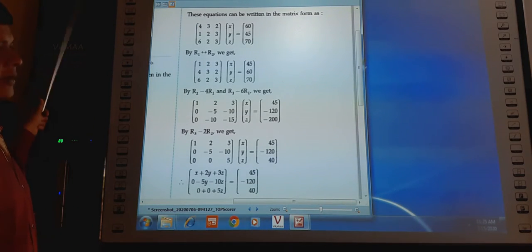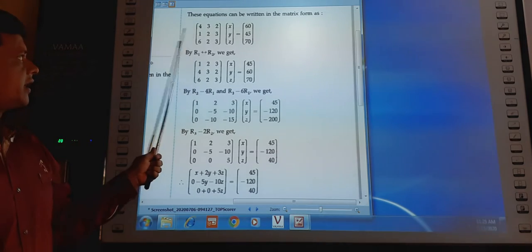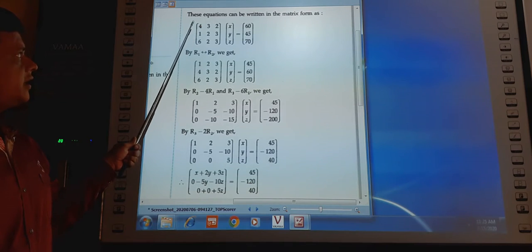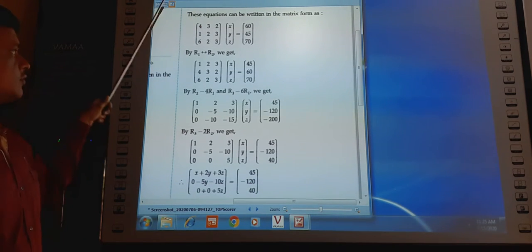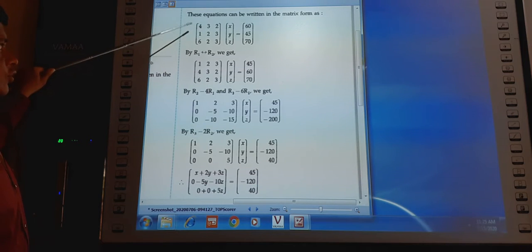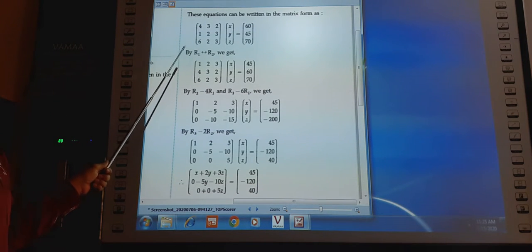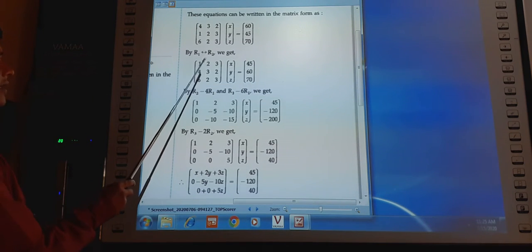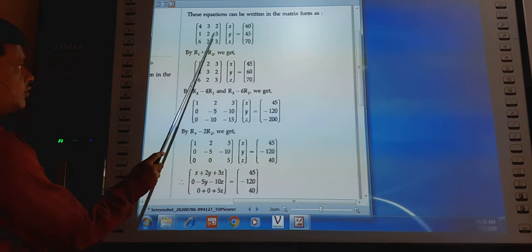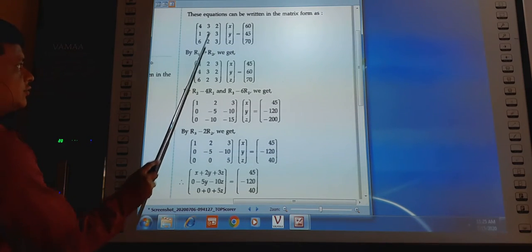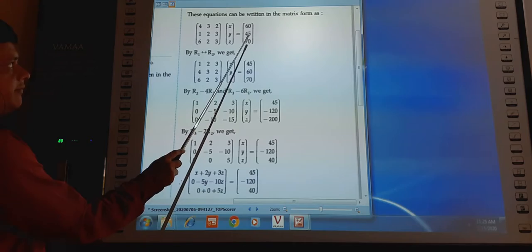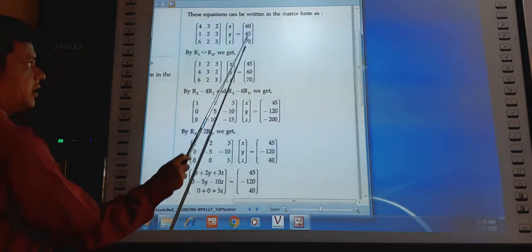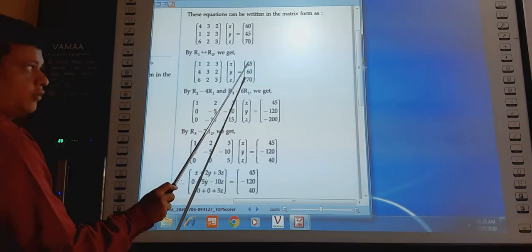Now observe the elements. The element in the second row here is 1. Now this 1 is required in place of this 4. So for that we interchange these 2 rows. So we first apply the elementary transformation R1 interchange with R2. After applying this elementary transformation, the element in the second row we write in the first row, the element in the first row we write in the second row. Same elementary transformation on the RHS, the element in the second row we write in the first row, the element in the first row we write in the second row.